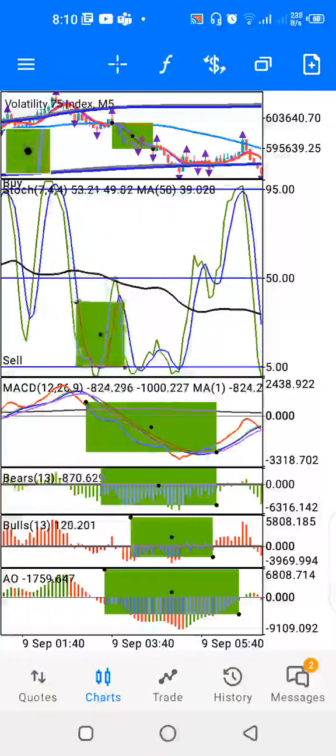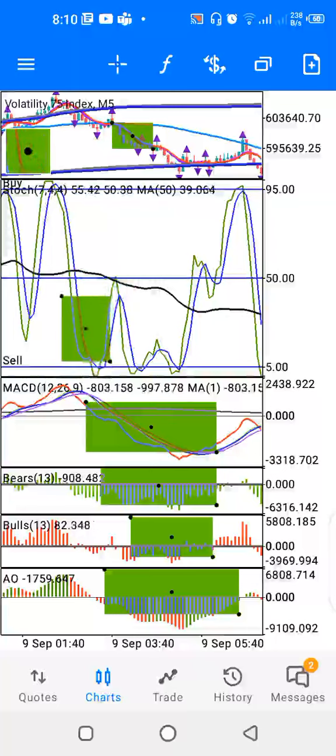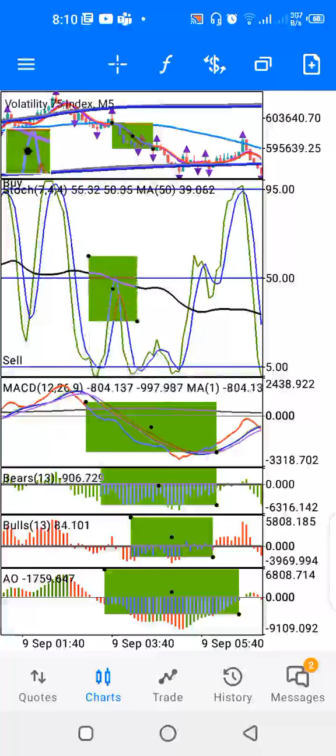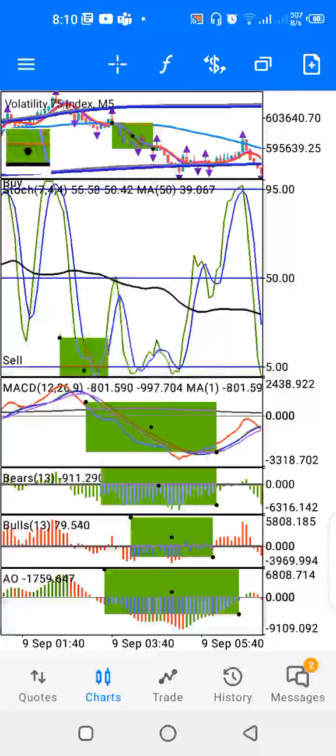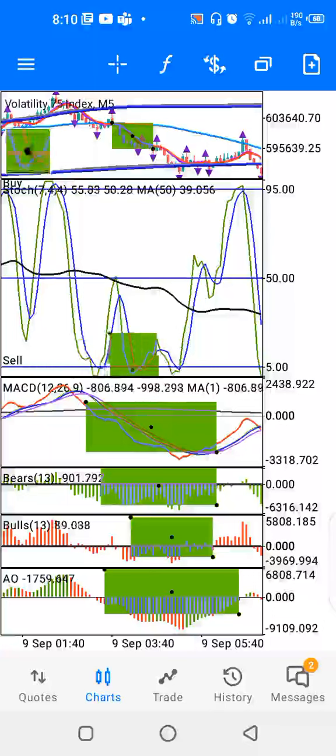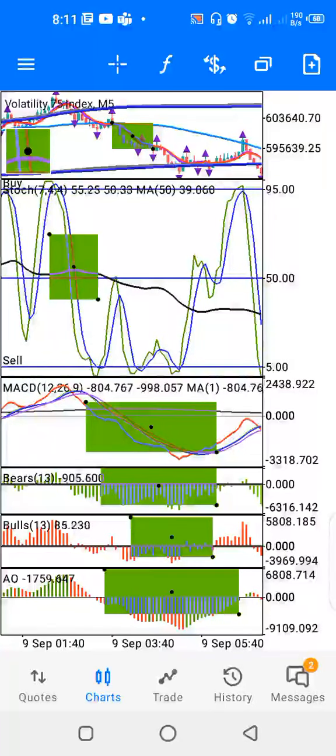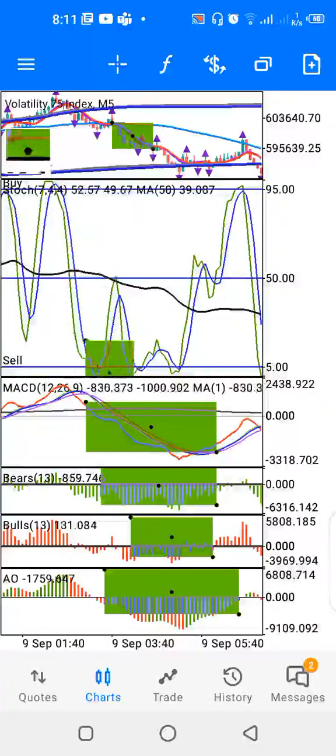And when the green and the blue line start to drop and retest the 5 level, by the time it crosses the black line and the mid line, the 50 stochastic level, and it starts to drop towards the 5 level, that's where you start to sell.